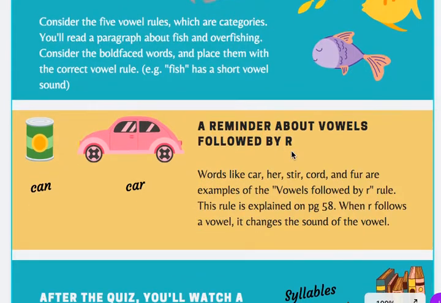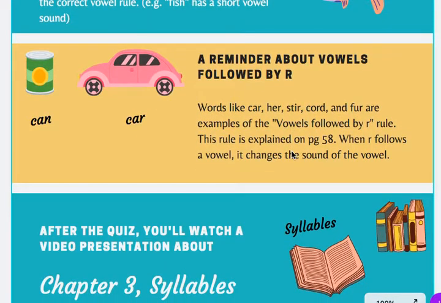And then just a reminder about vowels followed by R. If you have words like can and car, you'll notice that in order to pronounce that R, the vowel sound changes. So can is a short A sound, cane would be a long A sound, but car is neither. It's sort of in between, right? So words like car, her, stir, cord, and fur are examples of the vowels followed by R rule.